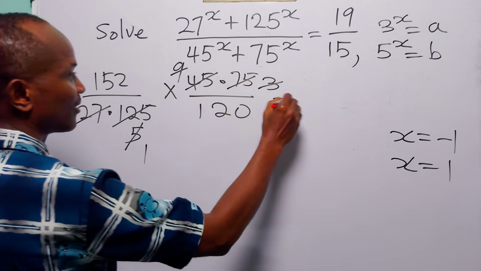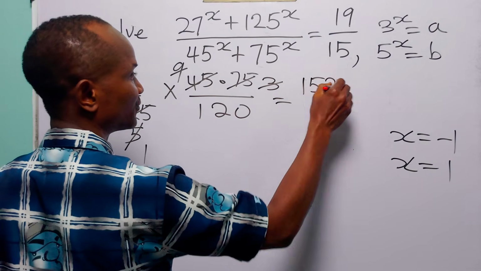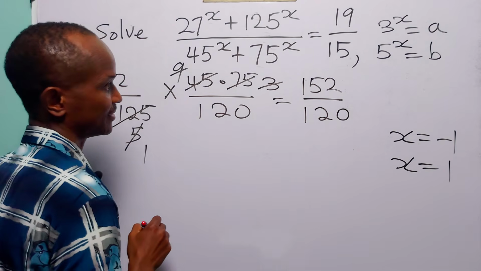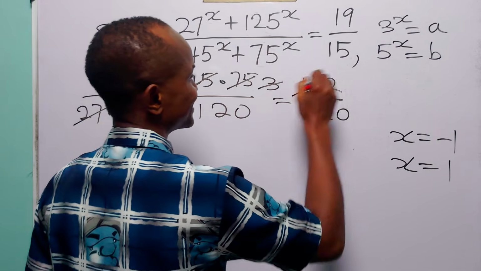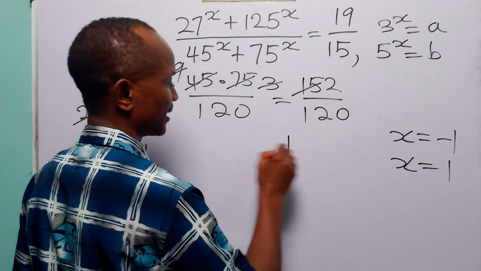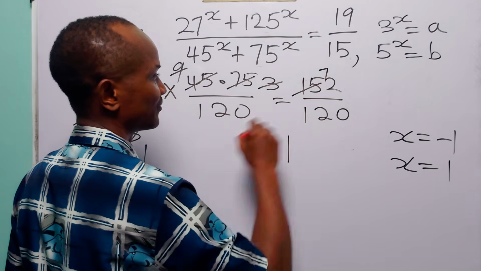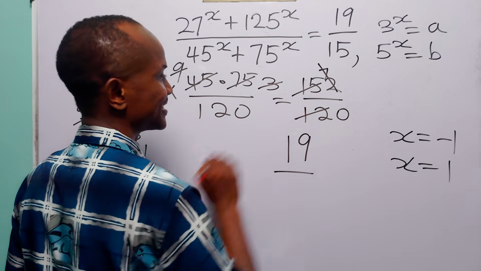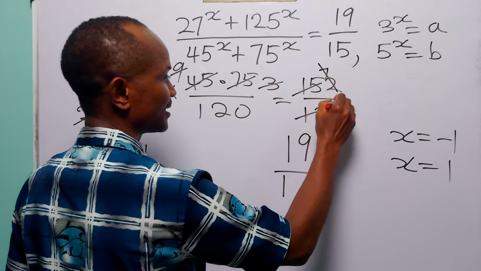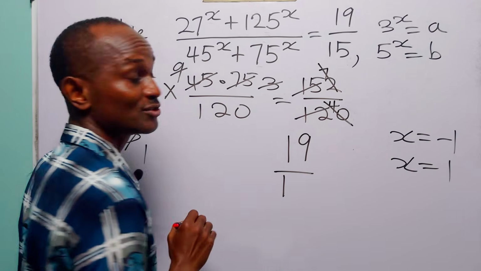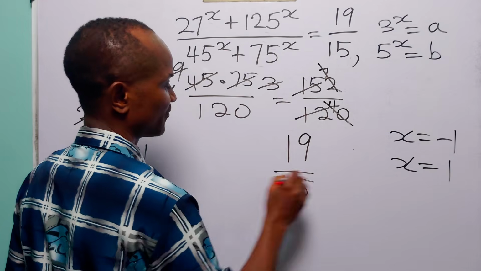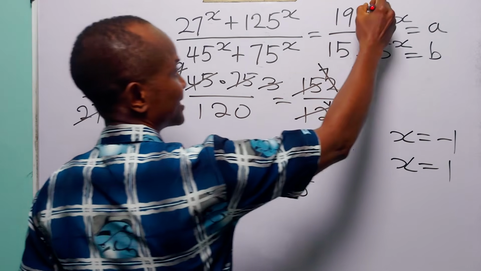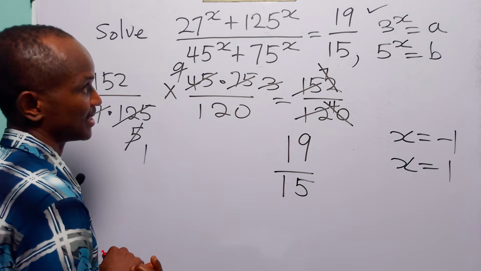So from here we have 152 divided by 120. Now 8 into 15 is 1. Remainder 7. 8 into 72 is 9. 8 into 12 is 1. Remainder 40. 8 into 40 is 5. So we have 19 over 15, which is exactly what we have on the right hand side.